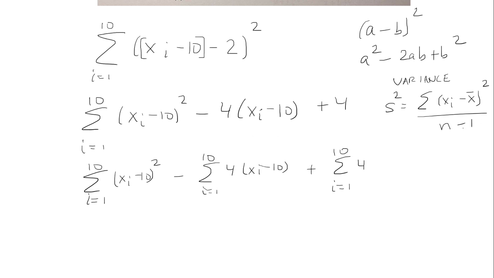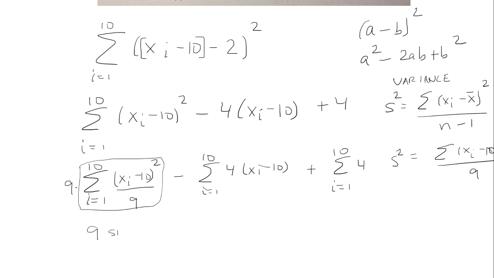So all that's left to do is divide by n minus 1. Here n is 10 because we're given 10 numbers. So really, the variance would be the sum of (xi minus 10) squared over 9. So what I'm going to do is divide by 9 and multiply by 9. It doesn't matter whether you multiply inside or outside the sum. It's the same thing. So by multiplying by 9 divided by 9, I did not change the value of the sum.